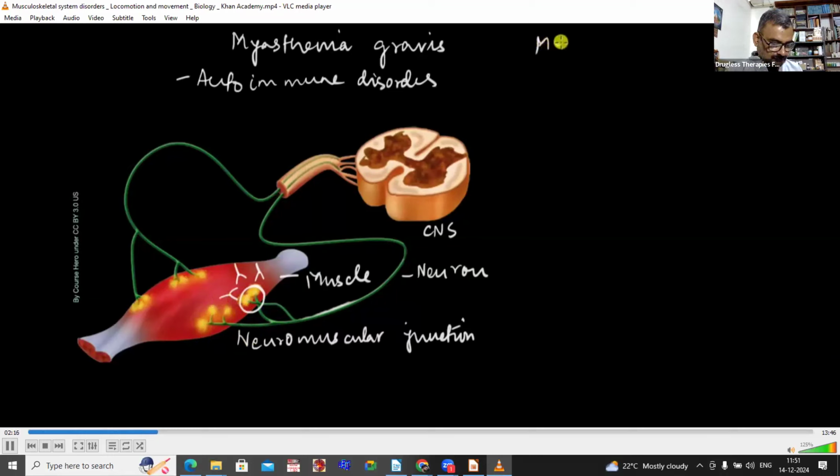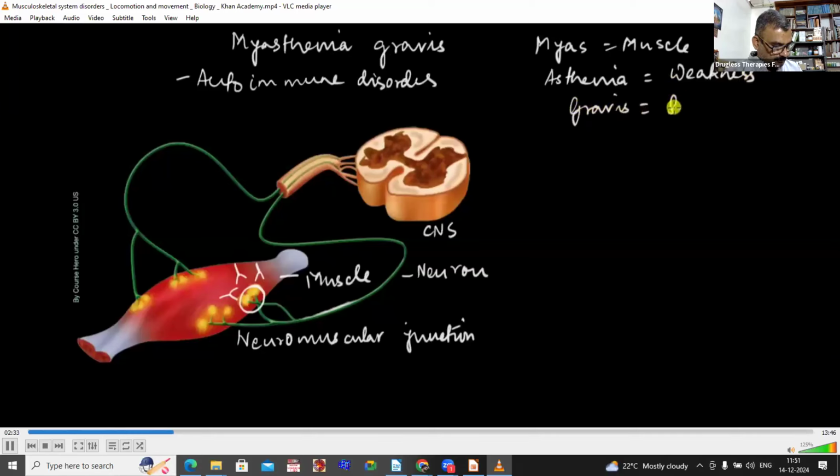So let's break down this name. Myas means muscle. Asthenia means weakness, which is what we see in this disease. And gravis means serious. So it is a serious muscle disease is what the name tells us. But we'll see later how it's not as serious as it sounds, usually.